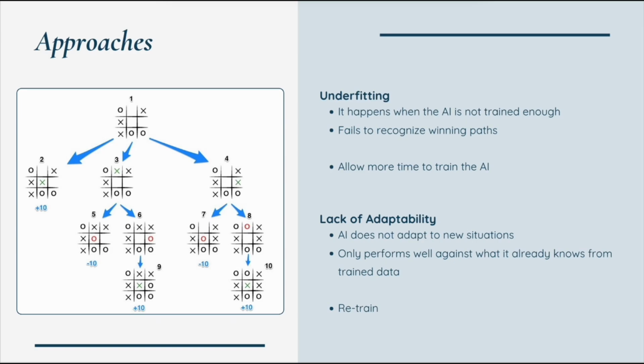Similar to being underfit, we can run into another issue where the AI has a lack of adaptability, which means that it struggles to perform well against simulations that it has never encountered. It would only perform well against data that it has already seen during training. If this happens, we would include the reinforcement learning strategy so that it could learn from experience and continue training it with different data.